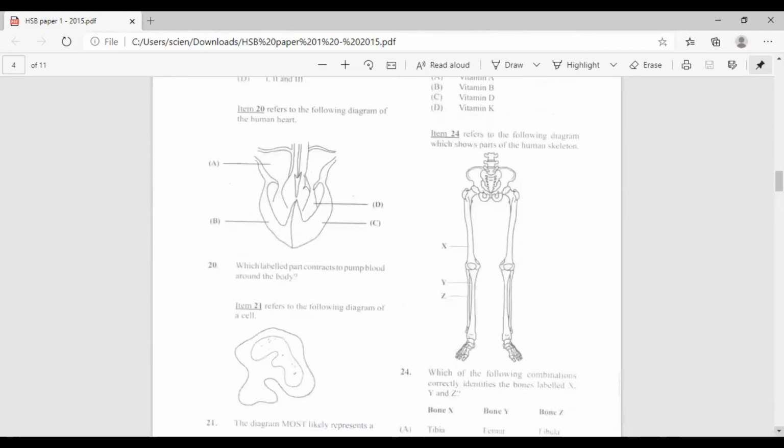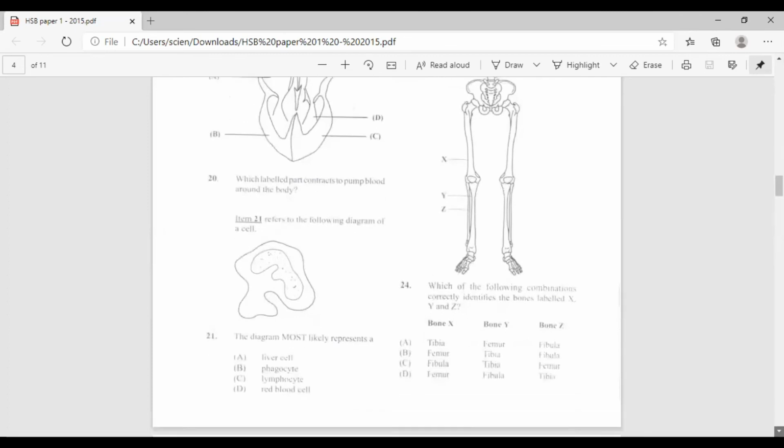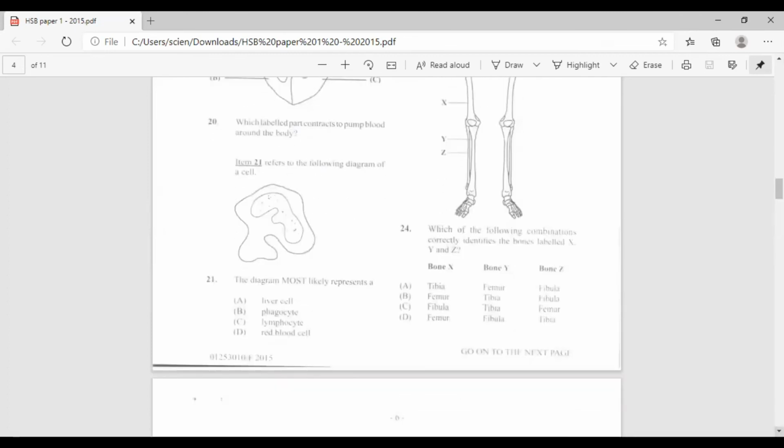So item 24 refers to the following diagram which shows parts of the human skeleton. So let us go down. Which of the following combinations correctly identify the bone labeled X, Y, and Z? So we have to look at the bone.